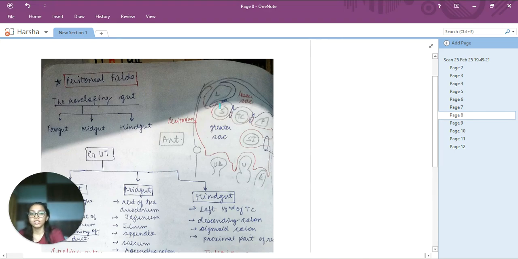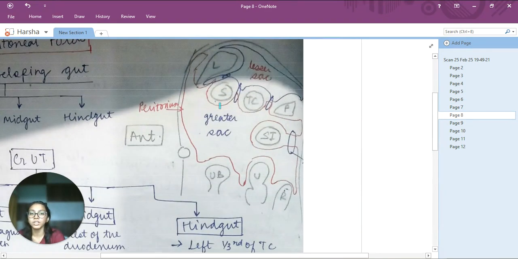So this is again a diagram showing the stomach, liver, transverse colon, pancreas and small intestine. See, this is anterior and that one is posterior. In front of the stomach is the greater sac, then in front of the liver is also the greater sac, and behind this is the lesser sac. What passes through it is known as the epiploic foramen. Okay.